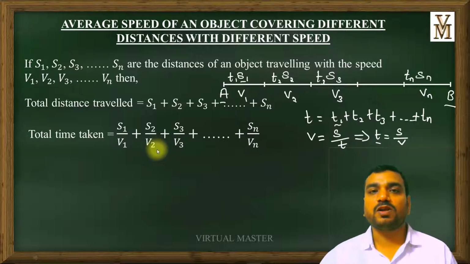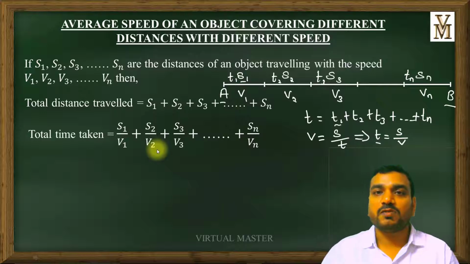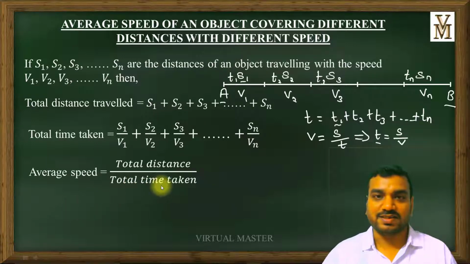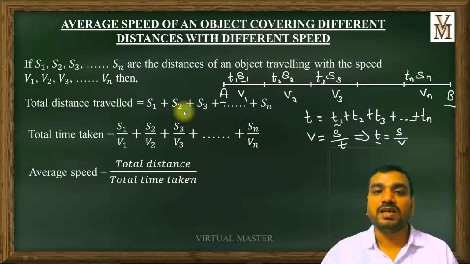Now, what is the formula for the speed or average speed of an object? Average speed of an object will be equal to total distance traveled divided by total time taken, isn't it? We know the formula for average speed. It is nothing but total distance traveled divided by total time taken. Now what is the total distance traveled? It is equal to S1 plus S2 plus S3 plus up to Sn, isn't it? Similarly, what is the total time taken? It is equal to S1 by V1 plus S2 by V2 plus S3 by V3 up to Sn by Vn.